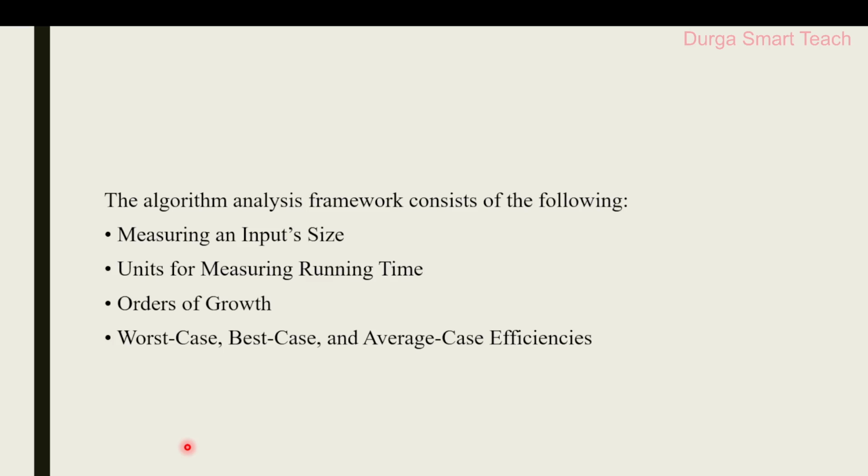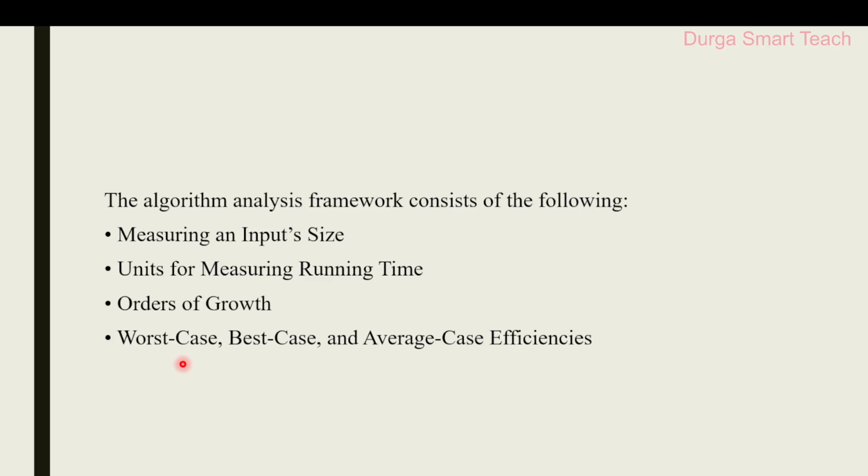So the algorithm analysis framework consists of these four measuring units: measuring an input size, units for measuring running time, order of growth, and worst case, best case and average case efficiency. In the algorithm analysis framework, by using these four, we can say whether the algorithm is efficient or not. So let's see one by one.